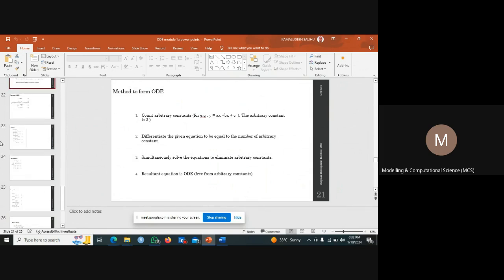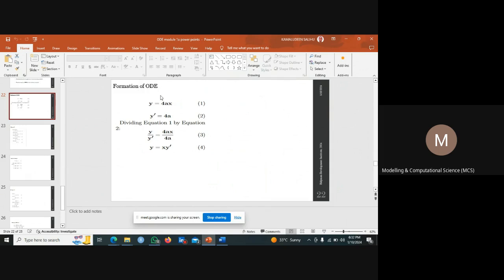So let's look at this. We have y is equal to 4ax as our equation one. From this equation, we have only one single arbitrary constant, which is a. So that means we are differentiating only once. And when you differentiate this, you have your y prime equal to what? 4a with respect to x.